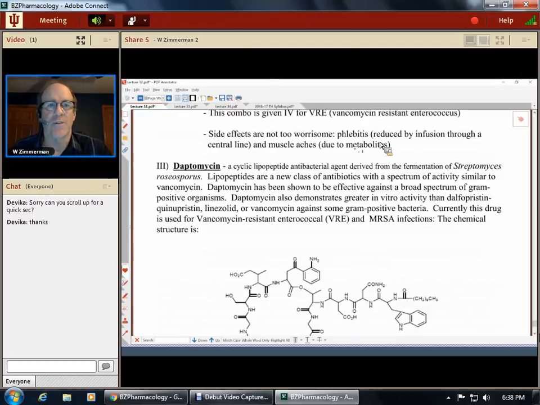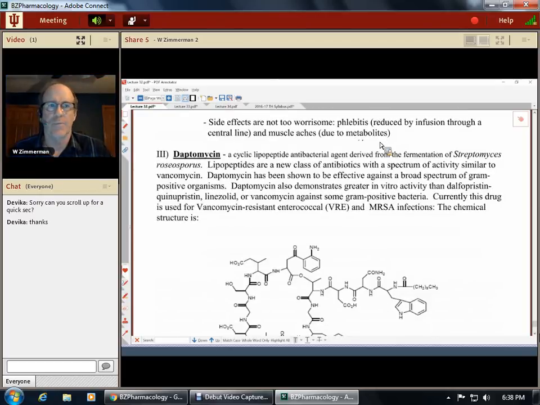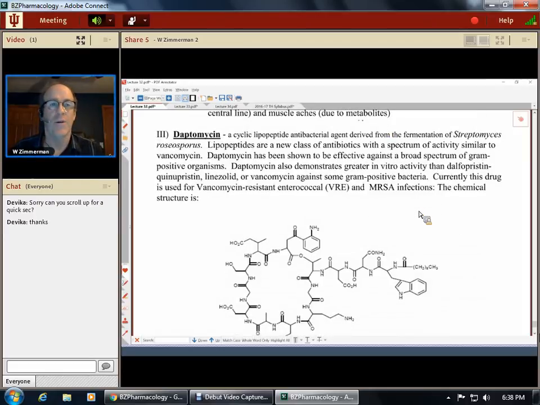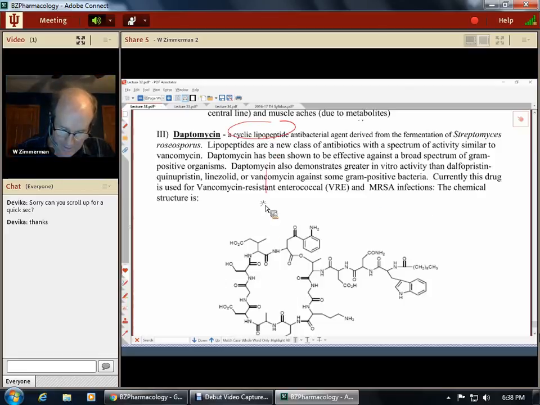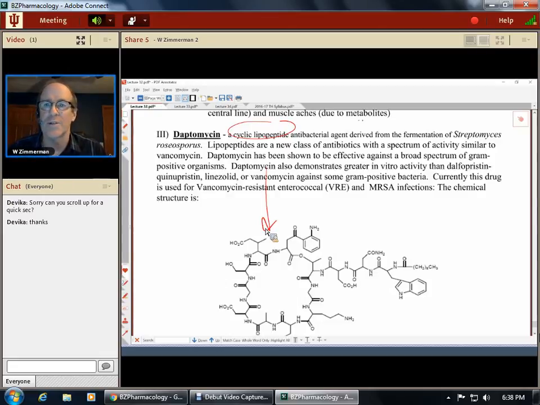Daptomycin, though, when I see someone with VRE, they're either getting dapto or they're getting the linezolid. And the dapto is a wild-looking structure. Look at this thing. A cyclic lipopeptide. And this is a new class. It's in its own class all by itself. It works against a lot of gram-positive organisms.